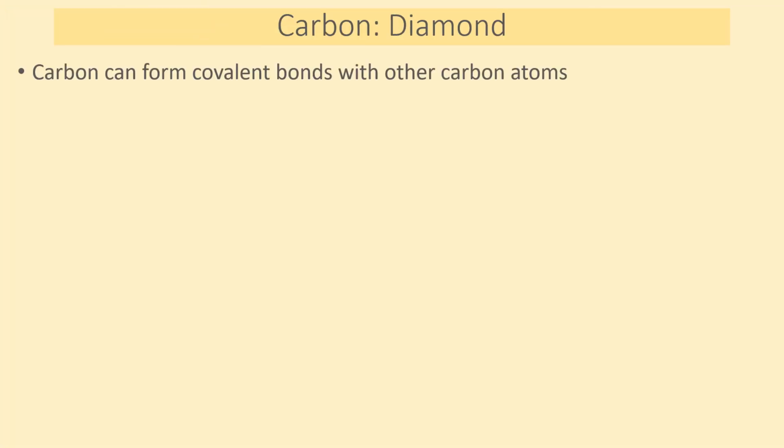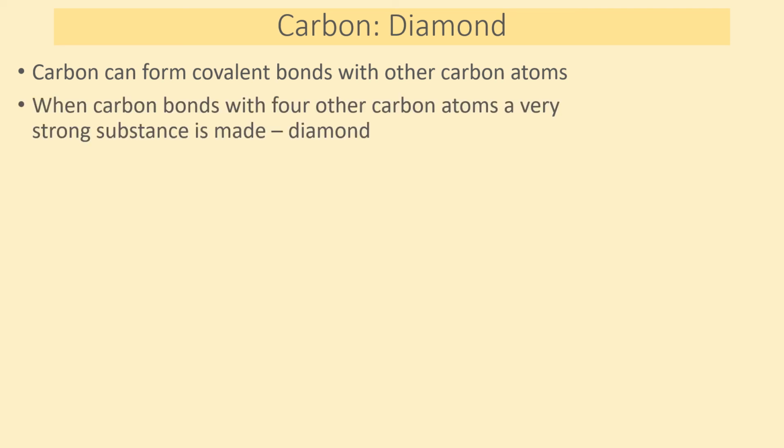Now, carbon can form covalent bonds as well, and it can form covalent bonds with other carbon atoms. It's only got 4 electrons in its outer shell. It can form up to a maximum of 4 covalent bonds. Now, when it does form covalent bonds with 4 other carbon atoms, we get a very strong substance being made, and that is diamond.